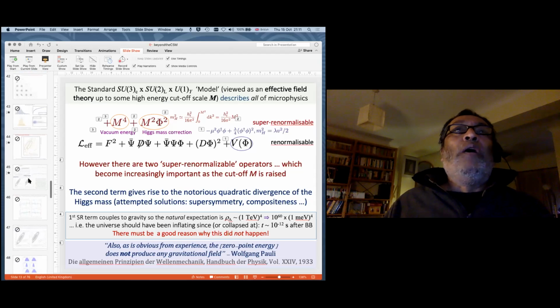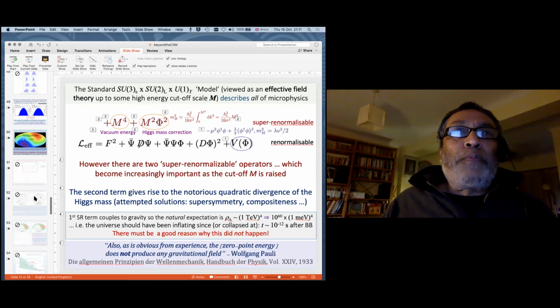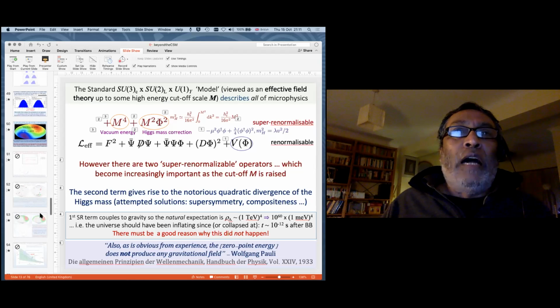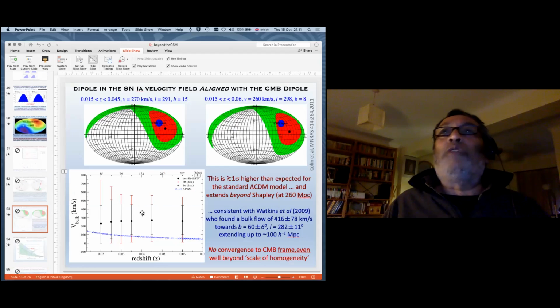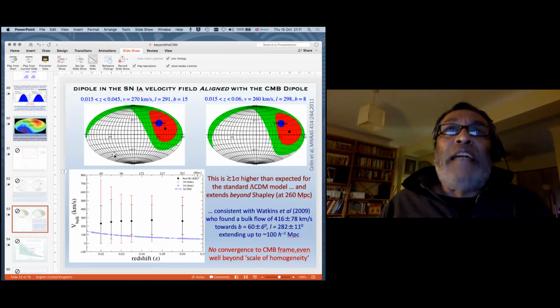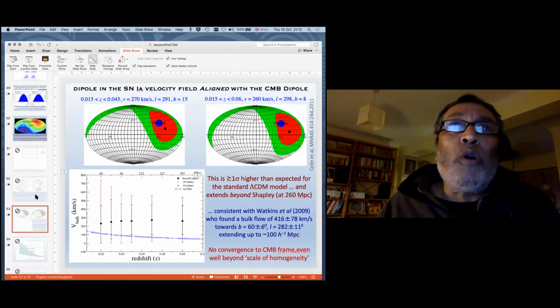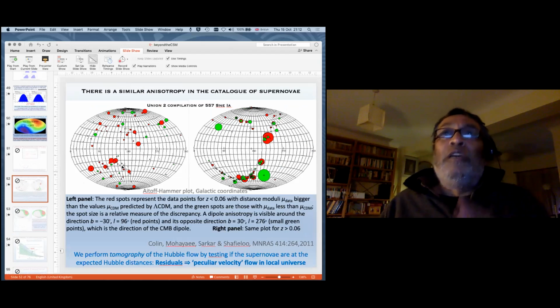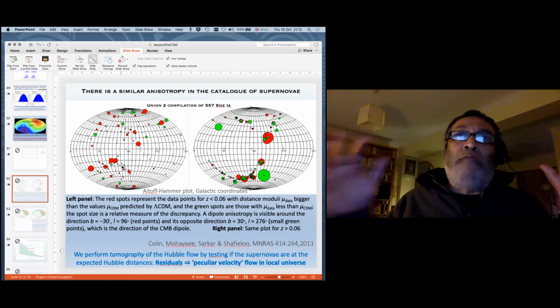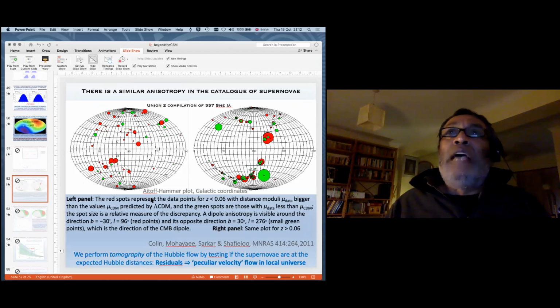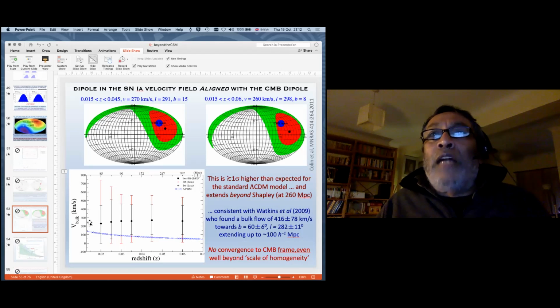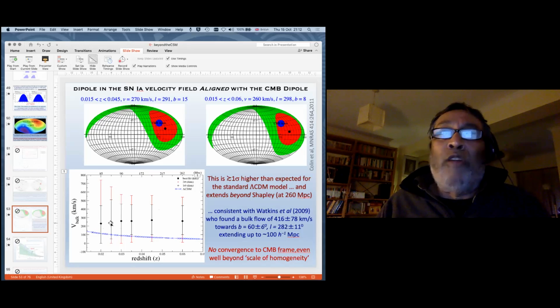Okay. So let me put it this way. We find that when we look at, for example, the distribution of supernovae on the sky, we see a dipole in the supernovae velocities, which is in the same direction as the dipole in the cosmic microwave background. So what we actually did was tomography. We took redshift slices of the supernovae, and for each one we construct a velocity vector. And when we put them all together, we see that we are moving with respect to the rest frame defined by the supernovae, at a velocity of order 250 kilometers per second.